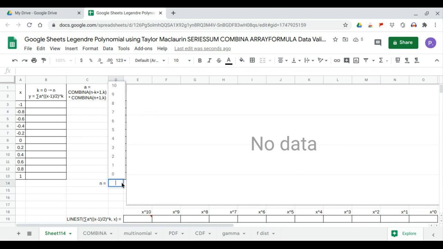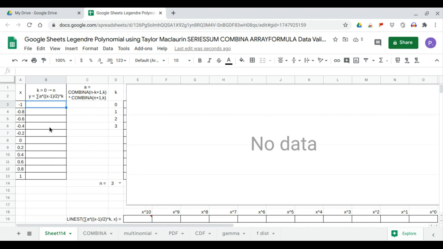So at n equals 0, our k is 0. N equals 1, our k value is 0, 1. N equals 2, k value 0, 1, 2. N equals 3, our k value 0, 1, 2, 3.